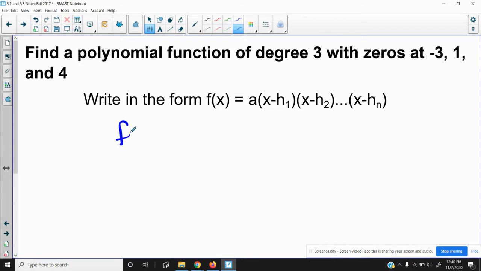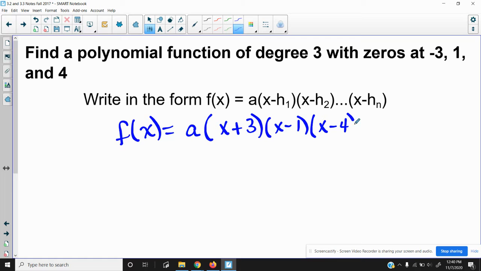So for this problem, my f of x is equal to a times x minus a negative 3, x minus 1, and x minus 4. Now, it didn't give us any other information to take into account, so my a value can be anything I want. I guess it can't be 0, but I could make it be 1, negative 1, 1/5, 1/2. I'm just going to leave it 1 because we have found a function that has those zeros.